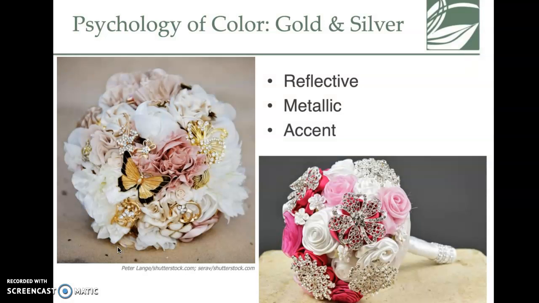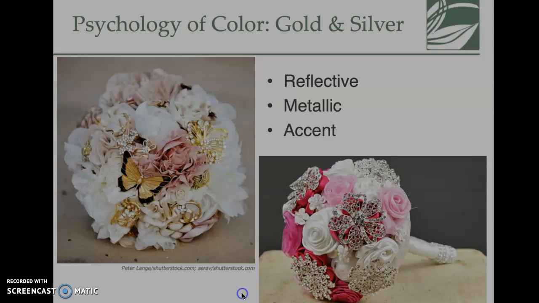Psychology of color, you have gold and silver on this one. They're reflective, metallic. They work really well as an accent. You can see this one almost has more gems in it in the bouquet than it does flowers. That's something that can always be added. Obviously, it's hard. You can't really find that in a plant naturally. You can spray some to look metallic if that's what a client would prefer.